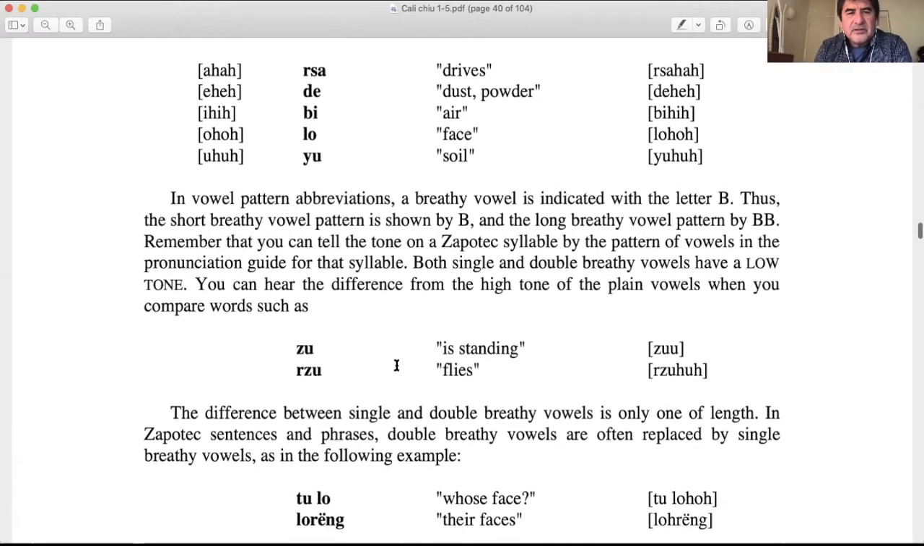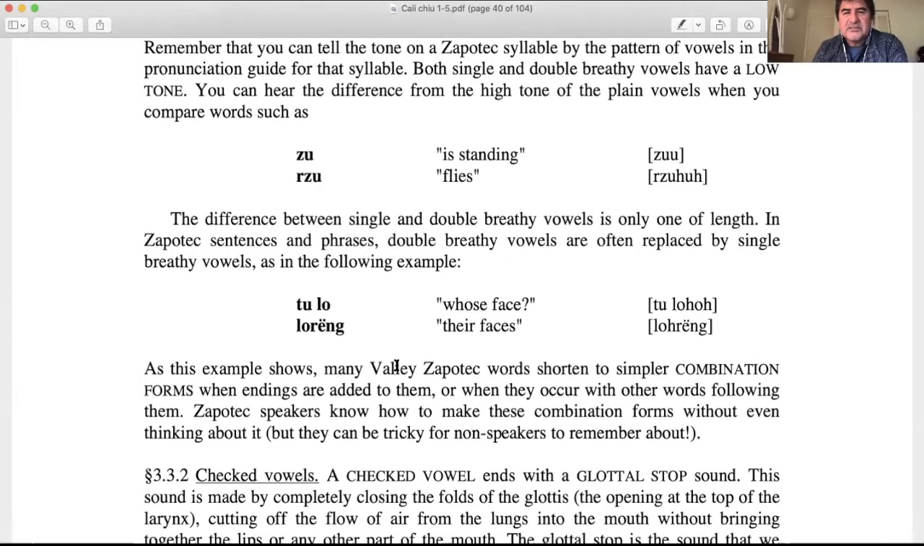Okay. And also we talked that sometimes when you add something to the long breathy vowels, it changes, right? Like whose face, to lo. But if we say their faces, as you can see on the left-hand side right here, where I have my cursor, it says loreng. So the second breathy vowel goes away. So again, to lo, long breathy vowel, and their faces loreng.